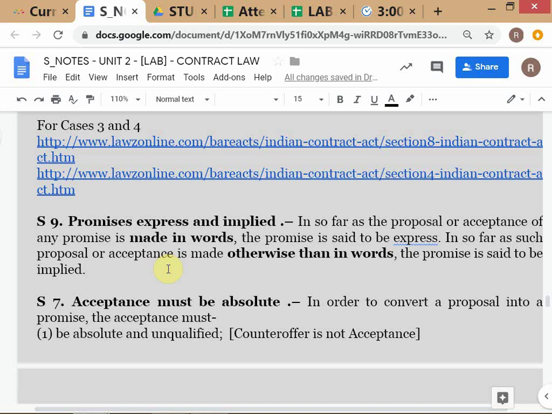Is this point clear? Like the temple example that I gave you, here is a slightly better example. Let's say somebody is doing my garden every month, and every month I'm giving him 2,000 rupees.